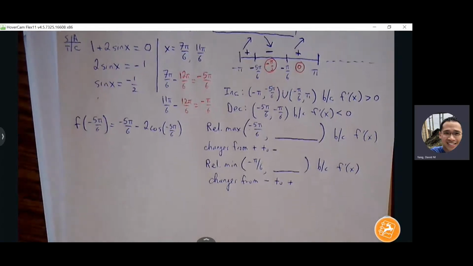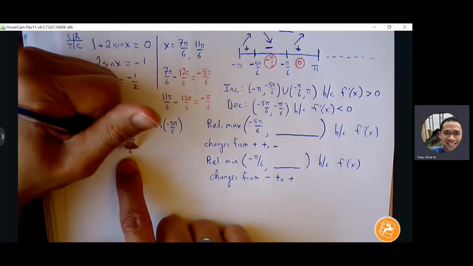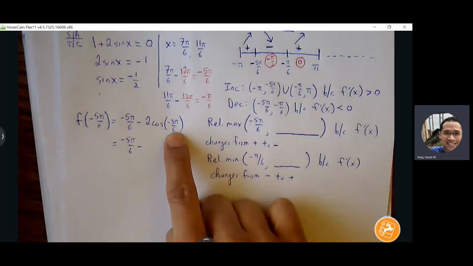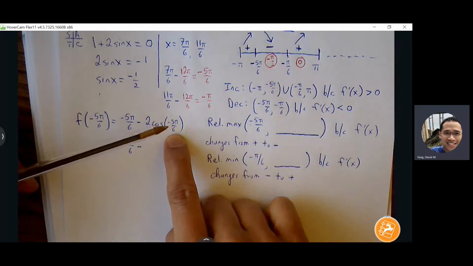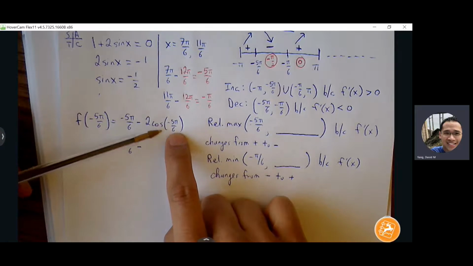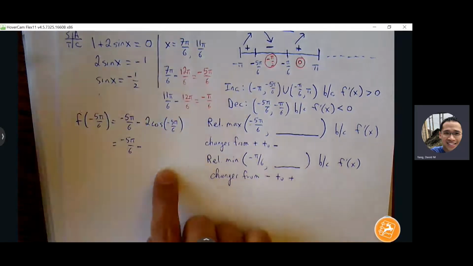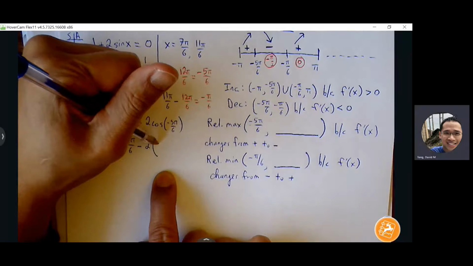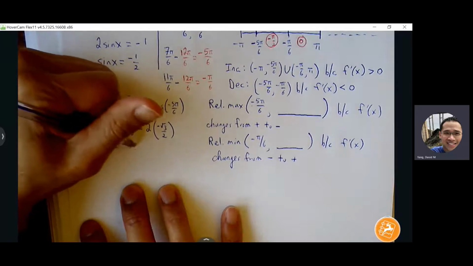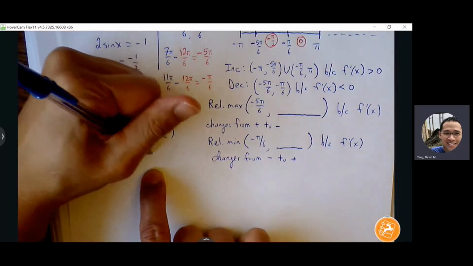Okay, negative 5 pi over 6 minus 2 cosine of negative 5 pi over 6. Okay, cosine of negative 5 pi over 6, that's the same thing as cosine of 7 pi over 6, right? This is in the third quadrant. Cosine is negative in the third quadrant, and cosine is going to be negative root 3 over 2. Okay, so negative 5 pi over 6, the negatives cancel out, the 2's cancel out. I'm just left with plus root 3.